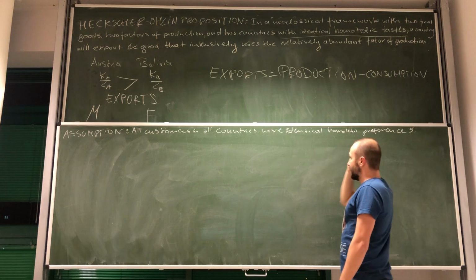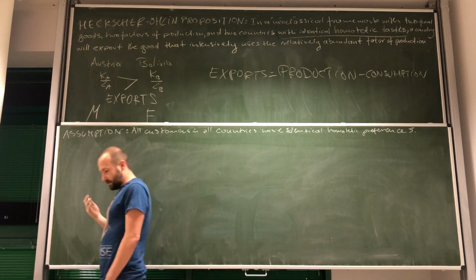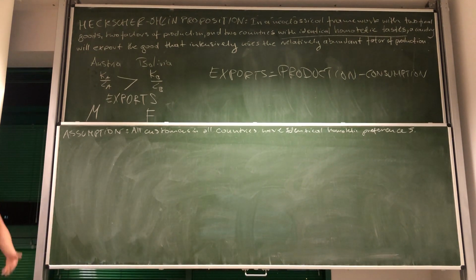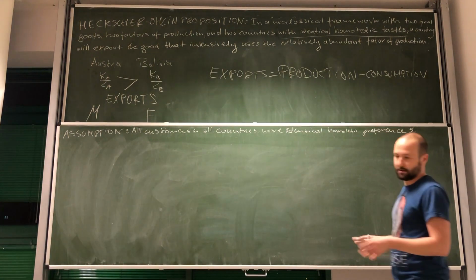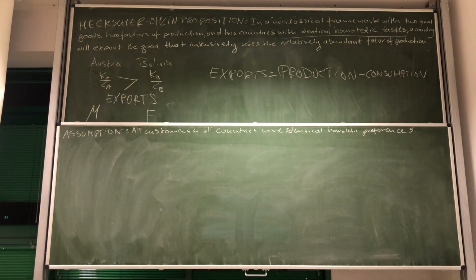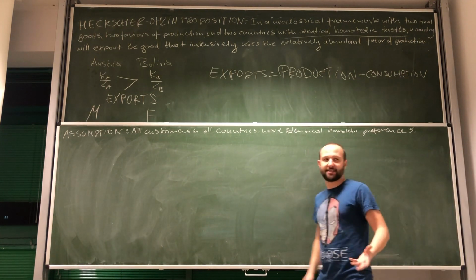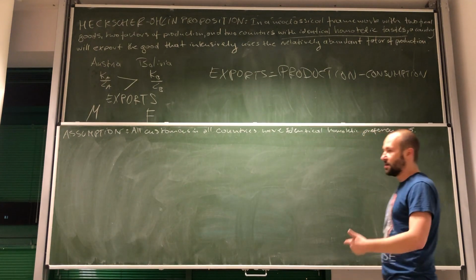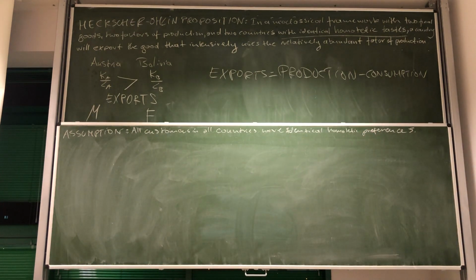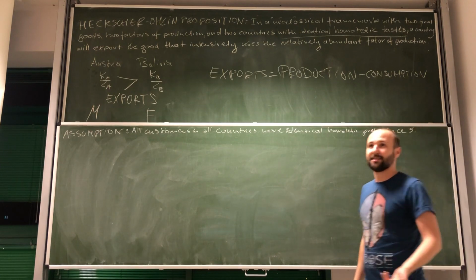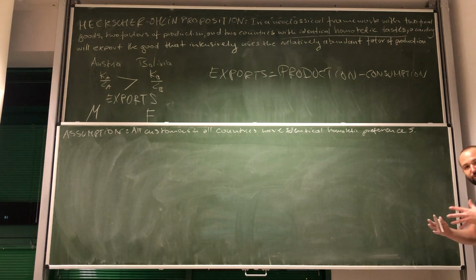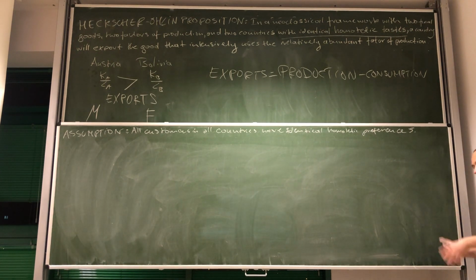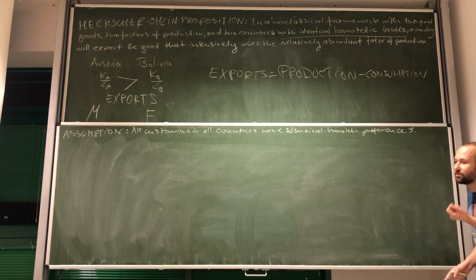Now for the first time we're actually looking at the demand side of the economy. Thus far we were only considering the supply side. We're talking about the production, distribution of labor and capital, wages and rents, all the things that are associated with the supply side of the economy. Now we need to go to the demand side. So we need to have customers.